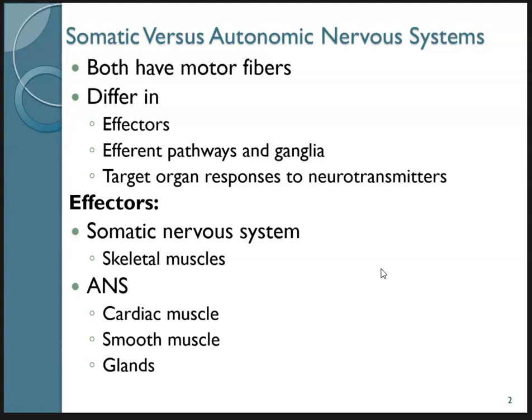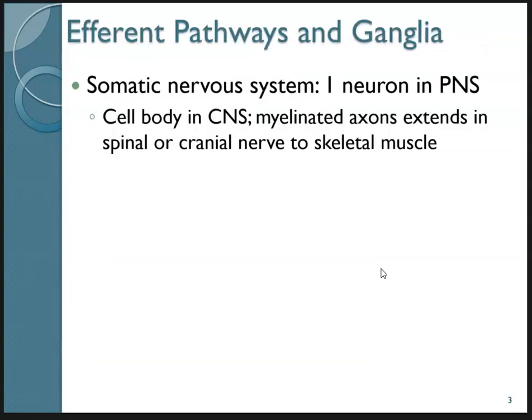We'll also talk about how they differ in efferent pathways and ganglia, and target organ responses to the neurotransmitters as well. The autonomic nervous system is also called the involuntary nervous system or general visceral motor nervous system.